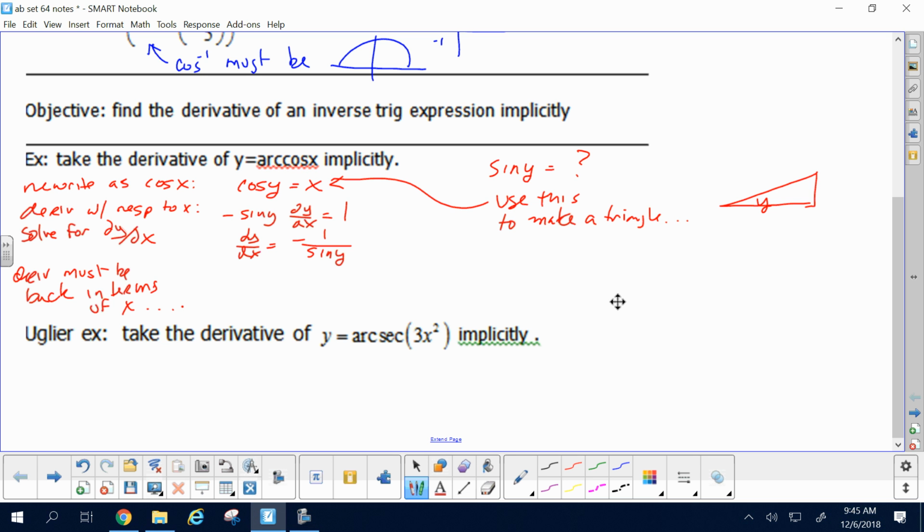Cosine is adjacent over hypotenuse. So in this triangle, adjacent is here, and the hypotenuse, I guess, is 1, right? Now that implies then, by Pythagorean theorem, that the opposite side is the square root of 1 minus x squared, eh? Now, what is the sine of y then? Opposite to hypotenuse, so square root of 1 minus x squared over 1.